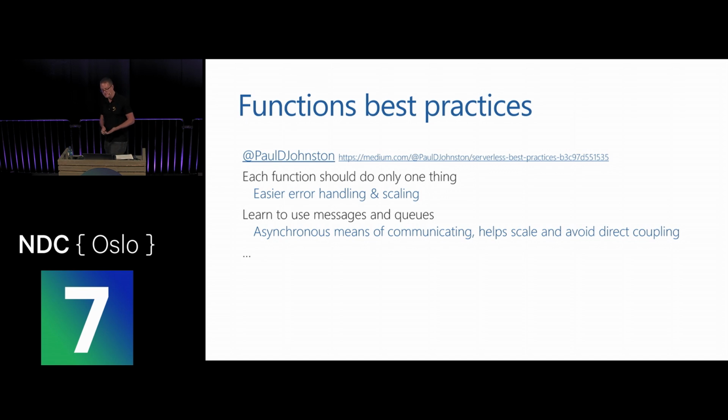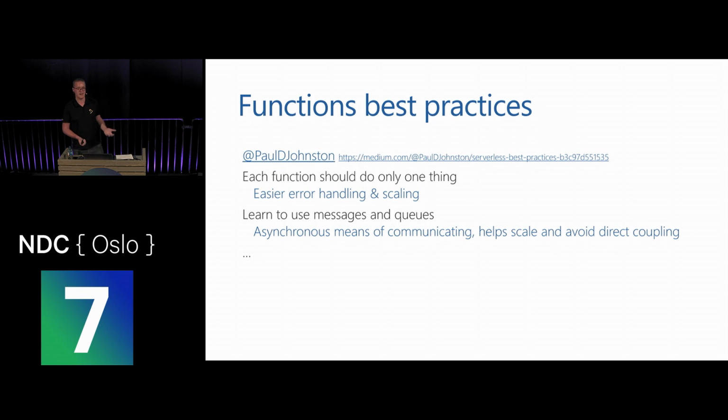If you've heard about Paul D. Johnston, that's actually the guy who worked on Lambda at Amazon, and he wrote a series of best practices for functions, and there's a couple that are really important when you start looking at functions. One of those is that every function should only do one thing. Of course, there are always going to be exceptions, but ideally, your function should only do one thing and do one thing well.